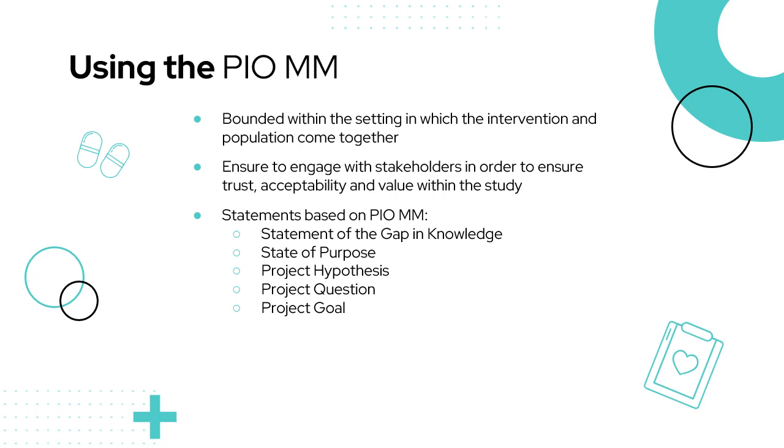Probably the most important thing we have to keep in mind is that when we are designing an intervention in a study, it has to be bounded within the setting in which the intervention and population come together. So if I plan my study, using the long-term care example, and I want to see what hand hygiene practices are like in the staff's home in their everyday life, that's not going to tell me anything about the intervention itself, because it doesn't mean that those scores will translate into the setting that I need them to translate into, right?